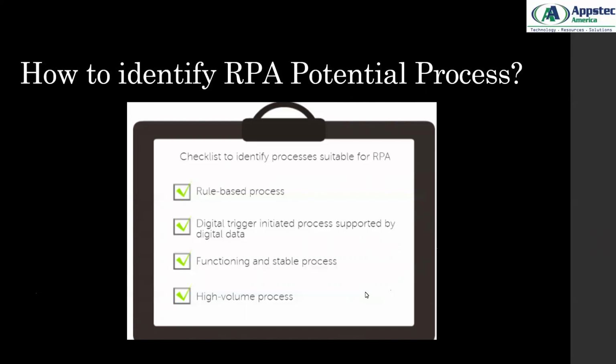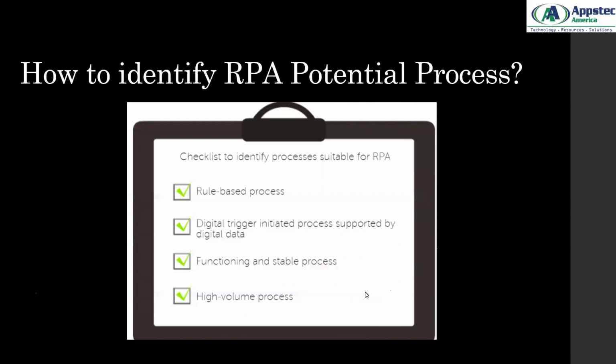Now again, you have something which is rule-based, stable and high volume, but not digitally triggered. That means you have hard copies of your invoices, but you have some rule of processing them. It is stable and of high volume. You're receiving 2,000 invoice documents every day, but nothing digital. Again, it's not automation potential. Or you have your data digitally triggered, it's functional and stable, high volume, but there is no rule. Every day you are logging into some other application, doing some abrupt things to generate a report.